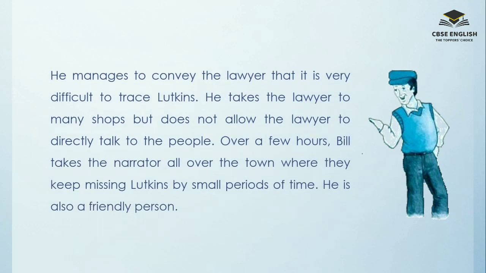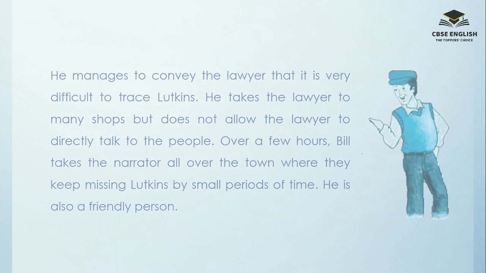He manages to convey to the lawyer that it is very difficult to trace Lutkins. He takes the lawyer to many shops, but does not allow the lawyer to directly talk to the people. Over a few hours, Bill takes the narrator all over the town where they keep missing Lutkins by small periods of time. He is also a friendly person.